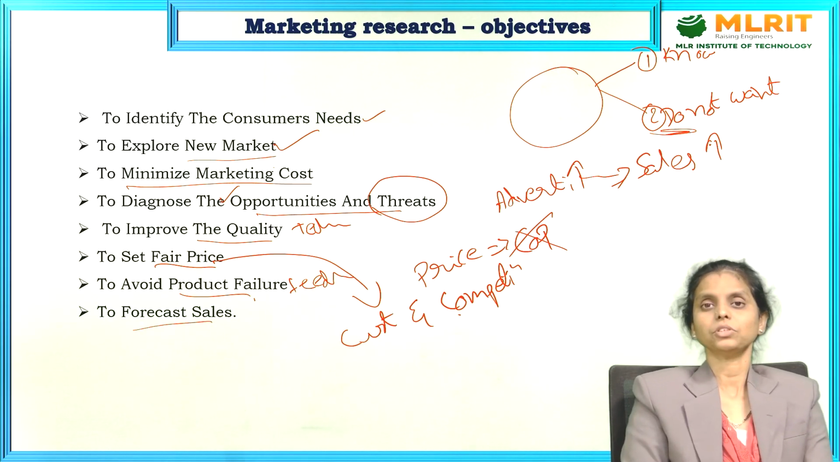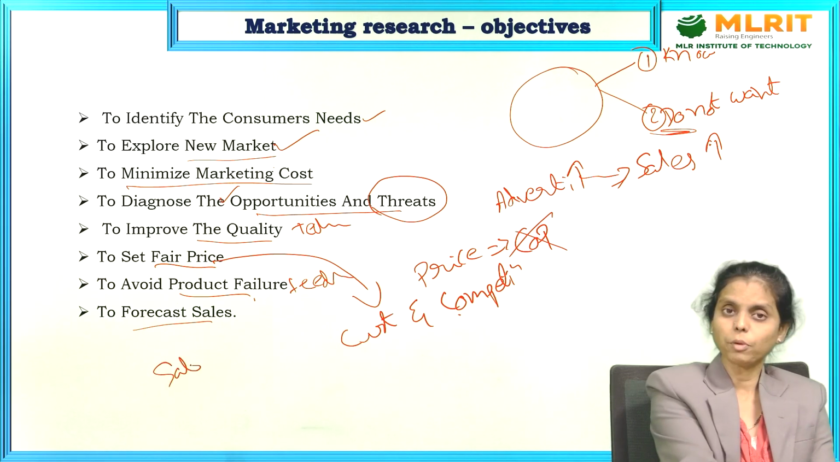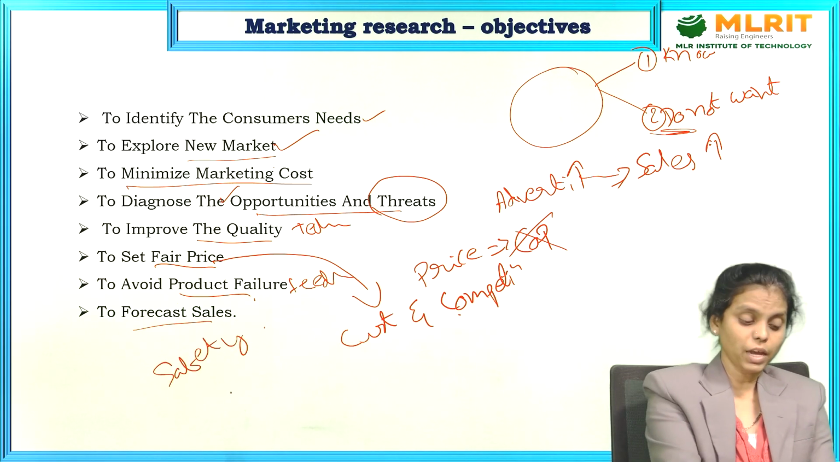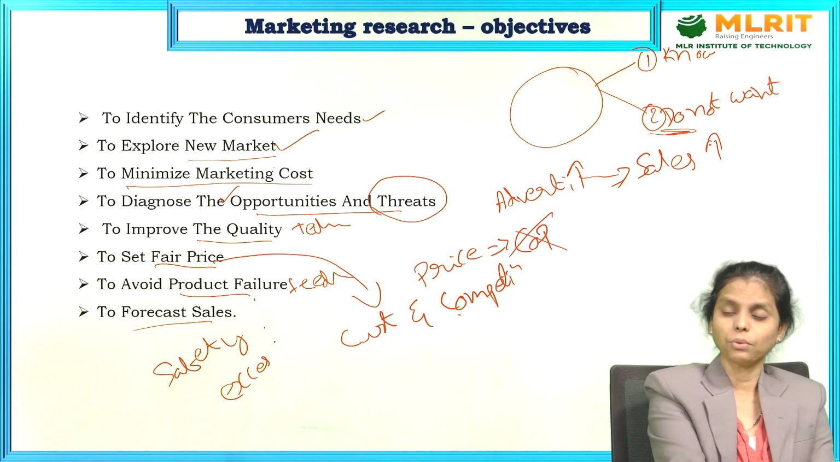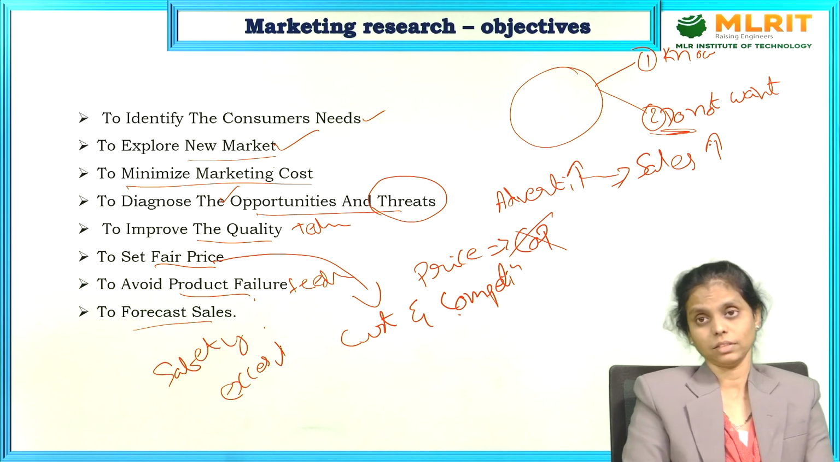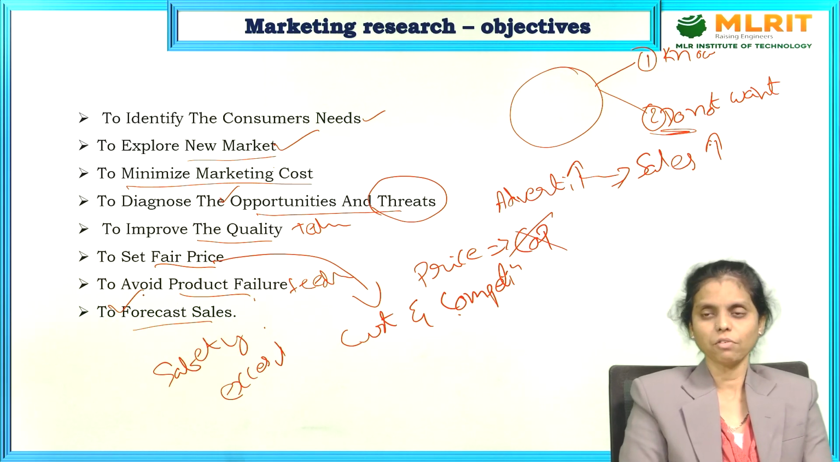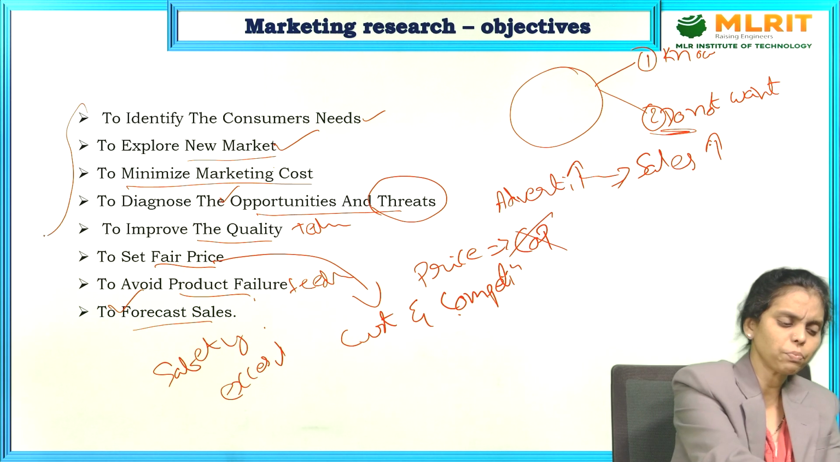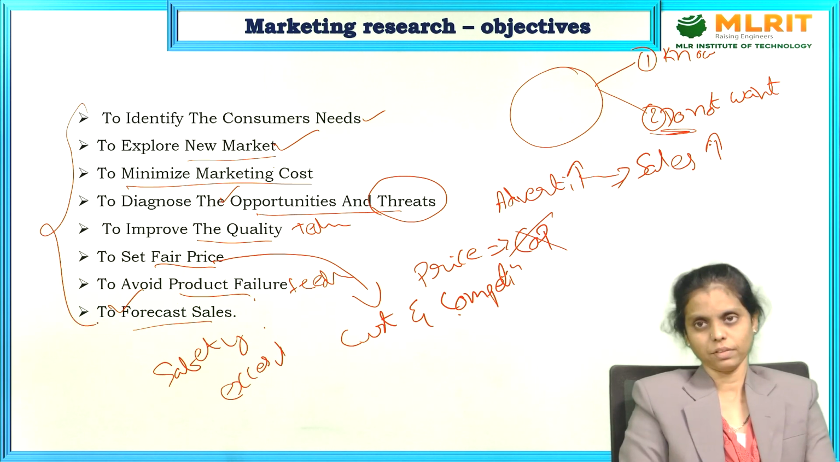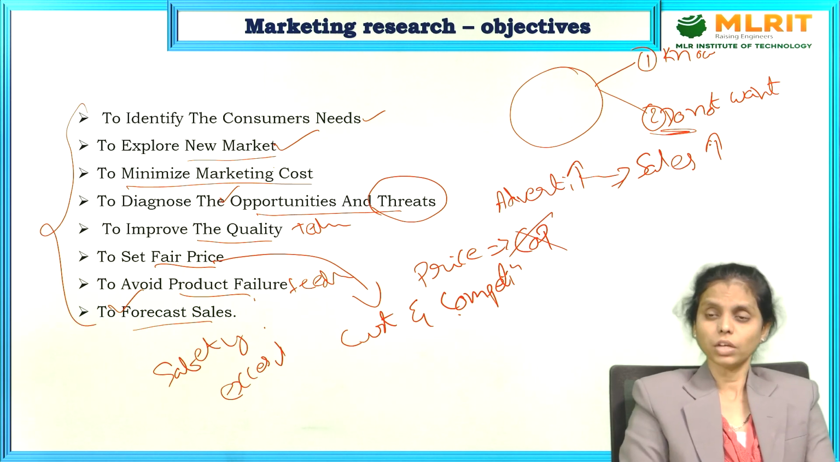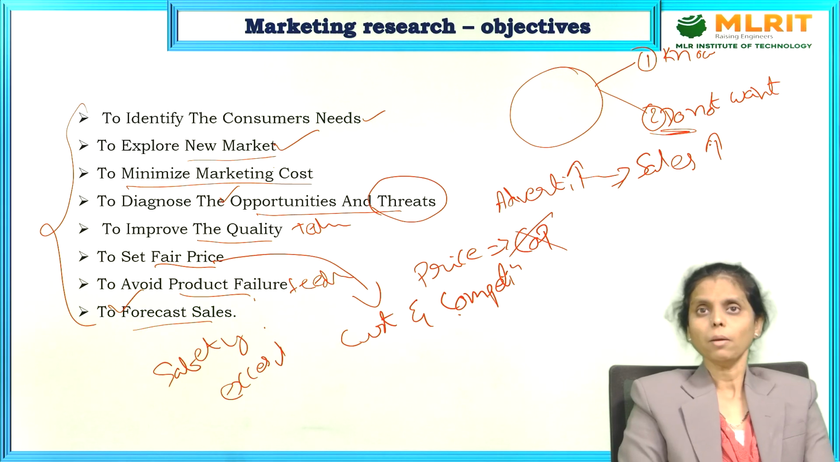It is very essential that safety stock be maintained. At the same time, excess stock needs to be reduced. Then how can we balance between the safety stock and the excess stock? By using effective forecasting. How will we do this effective forecasting? By conducting marketing research. So these are some of the basic objectives that organizations can use in order to conduct marketing research.